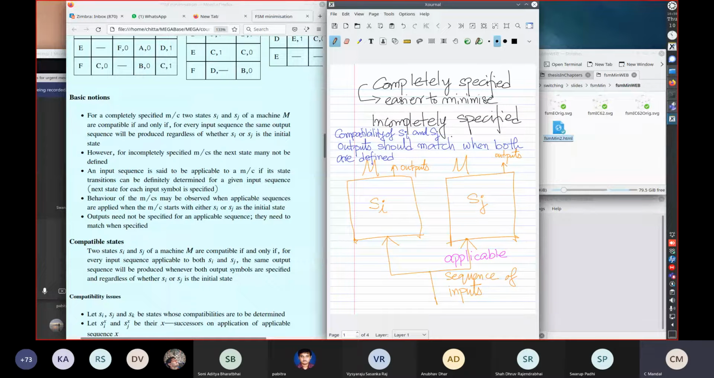And Sj. All right, so this is the requirement for the compatibility of Si and Sj. These are the two important things. The outputs should match, or maybe I can just put it in a different color. So they should match when both are defined.